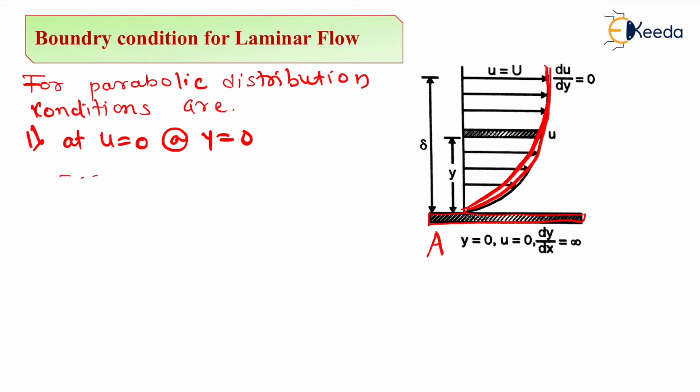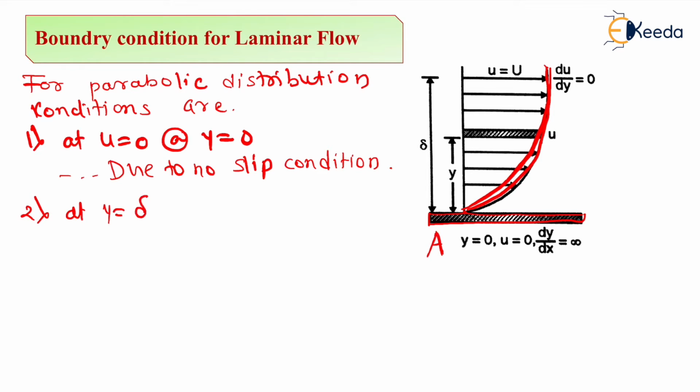At point A, due to no slip condition, we can write u equal to 0. So this is the first condition at the initial point, that is A. The second condition is at y equal to delta. Delta is nothing but the boundary layer thickness.